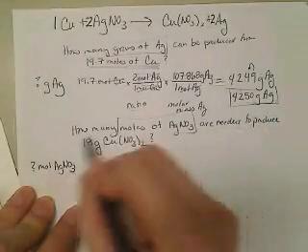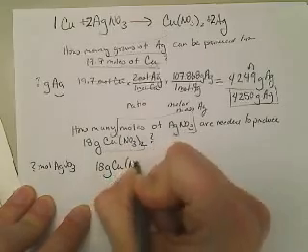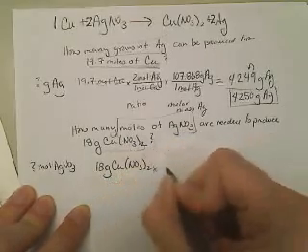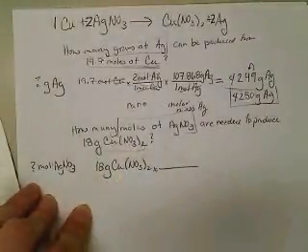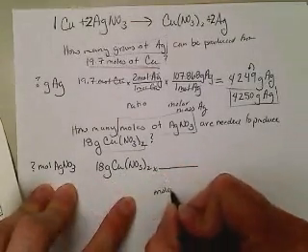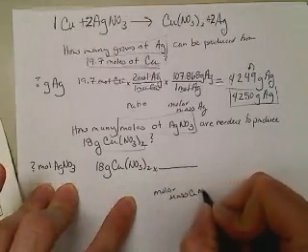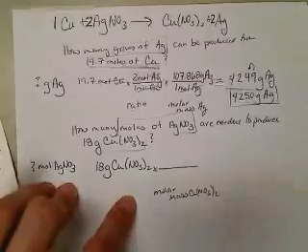Now, what are we starting with? We're starting with 18 grams of copper nitrate. All right, so the first step, we need to go from grams to moles. So in order to get from grams to moles, you always need your molar mass. And this is going to be of copper 2 nitrate, okay?